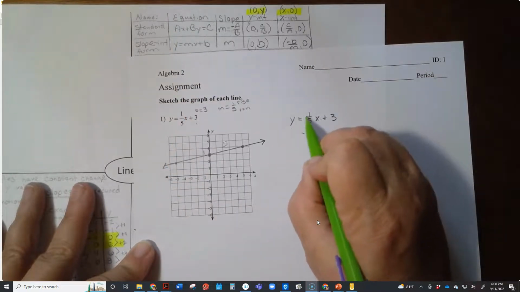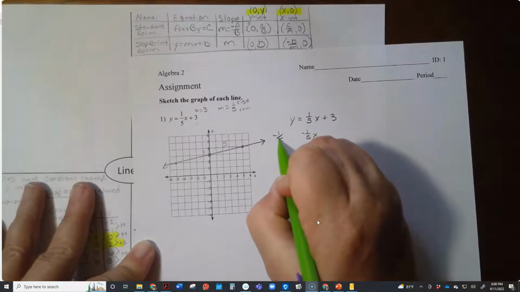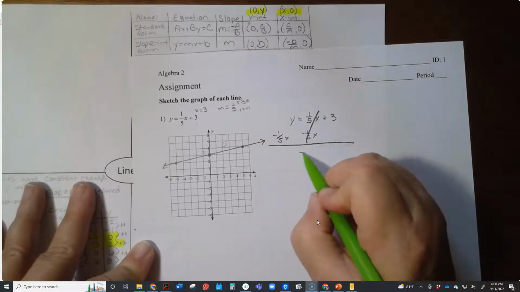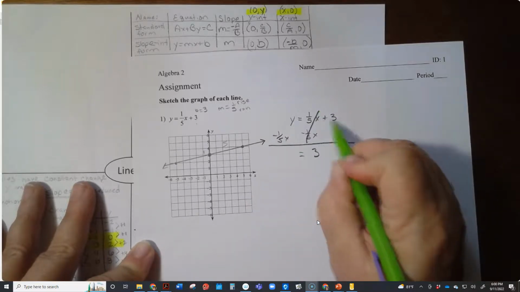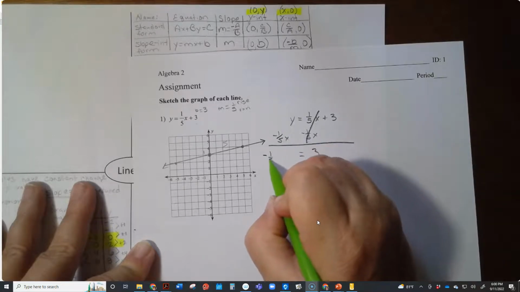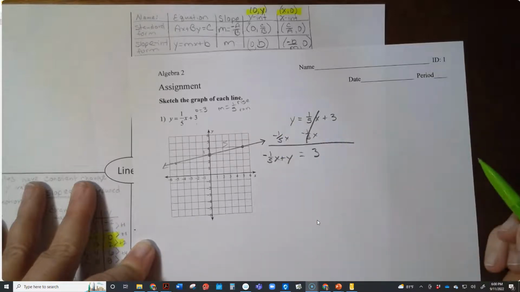How do you move a positive 1/5 x? You subtract 1/5 x from both sides. On this side they add to 0, so all you're left with is a 3 over here, and on this side we have the 1/5 x. That y is positive, so we put a plus sign right there.